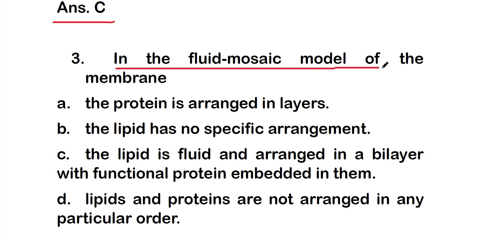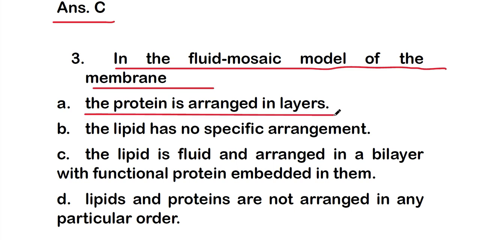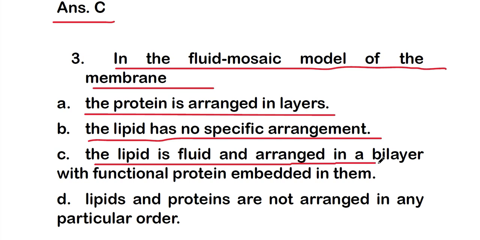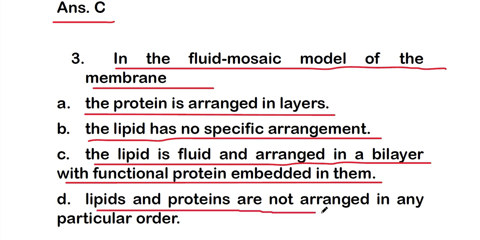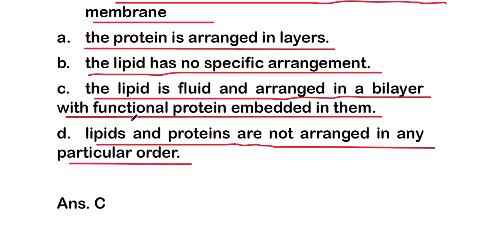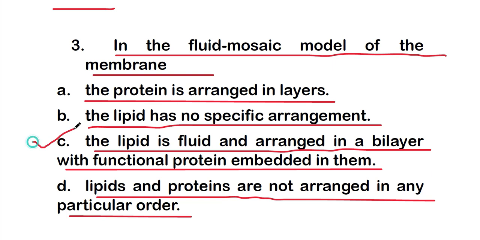In the fluid mosaic model of the membrane, option A, the protein is arranged in layers, option B, the lipid has no specific arrangement, or option C, the lipid is fluid and arranged in a bilayer with functional protein embedded in them, or option D, lipids and proteins are not arranged in any particular order. So the right answer about the fluid mosaic model of the cell membrane is option C, the lipid is fluid and arranged in a bilayer with functional protein embedded in them.